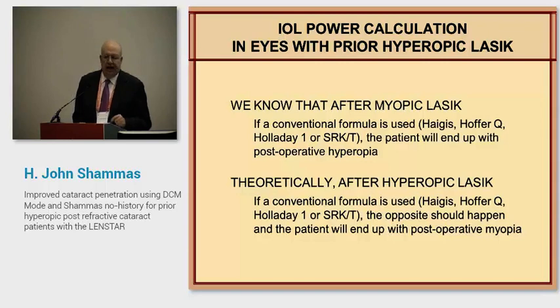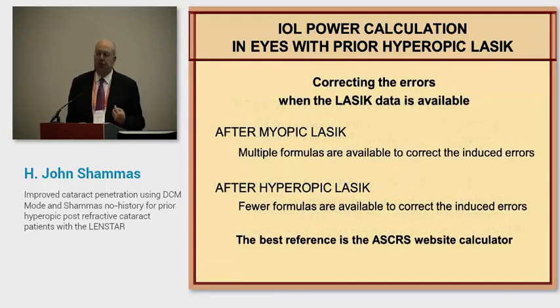We know that after myopic LASIK, if a conventional formula is used, like the Haigis, Hoffer Q, Holladay, or SRK/T, the patient will end up with postoperative hyperopia. Theoretically, after hyperopic LASIK, if a conventional formula is used, the opposite should happen, and the patient will end up with postoperative myopia.